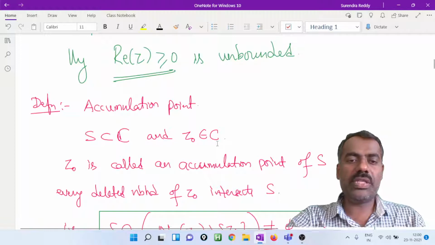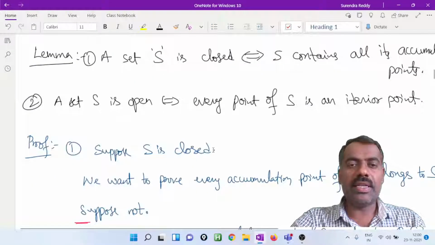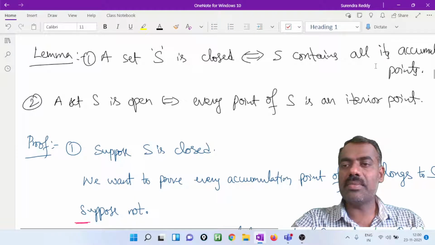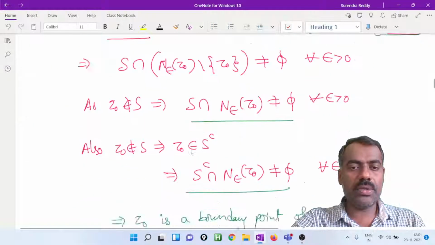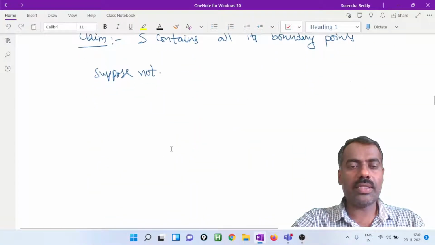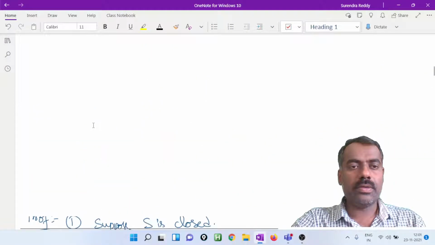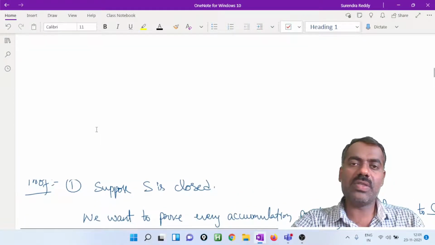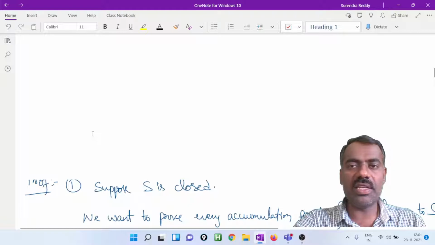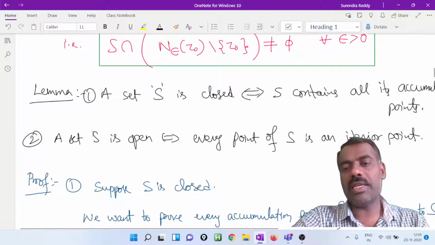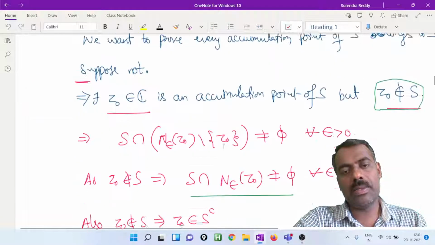Sir. Then we also seen what is meant by accumulation point. Then we have given equivalent characterization for closed set in terms of accumulation points and open set in terms of interior points. I asked you to solve for this second problem, exercise 2, which is a set is open if and only if every point is an interior point of S. Okay.